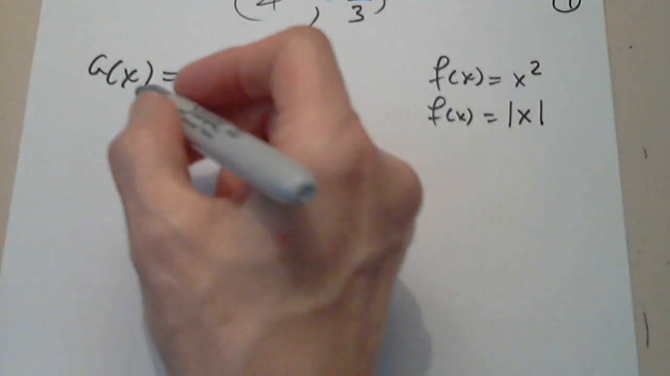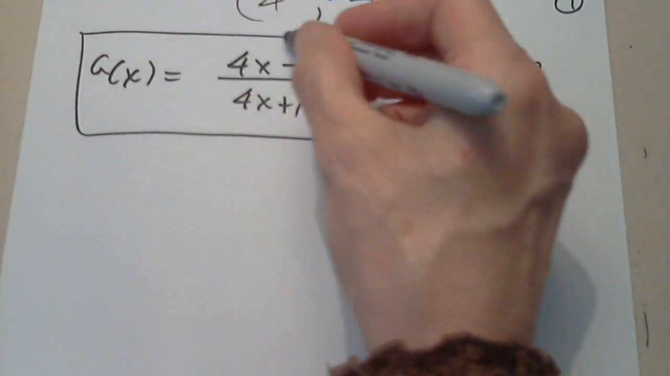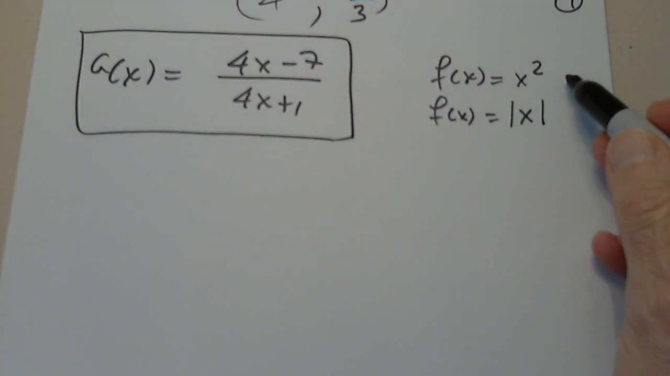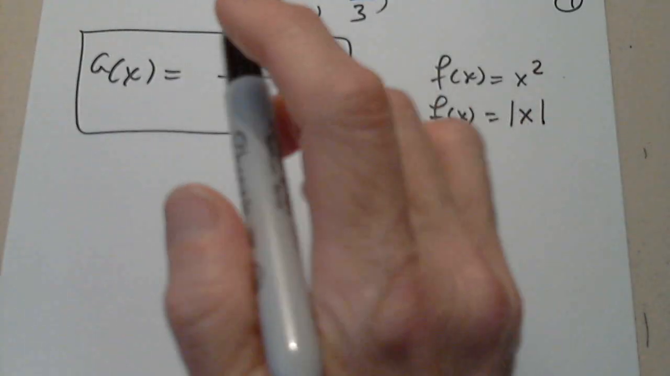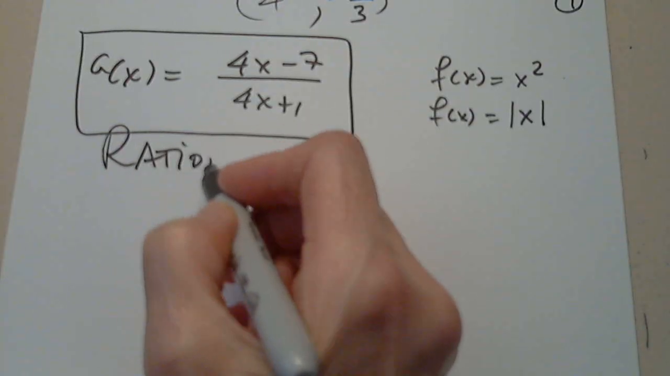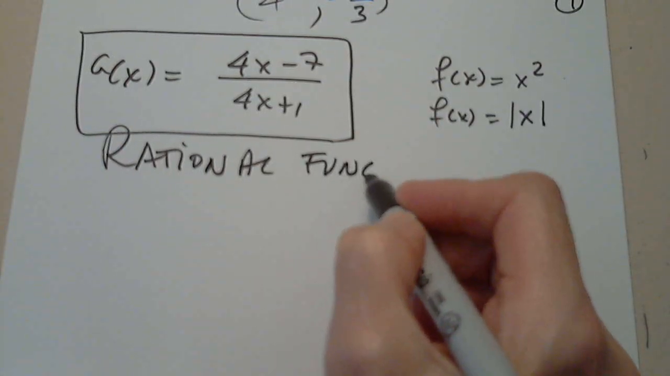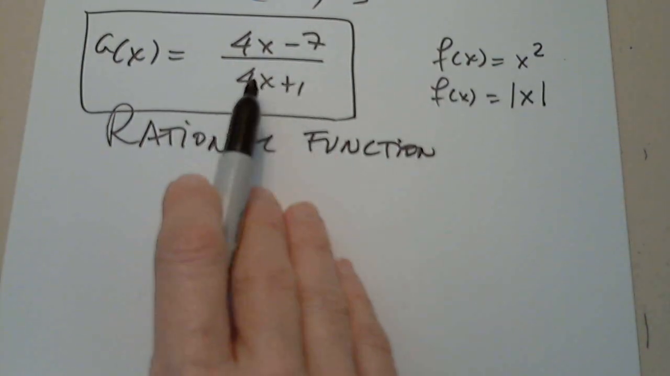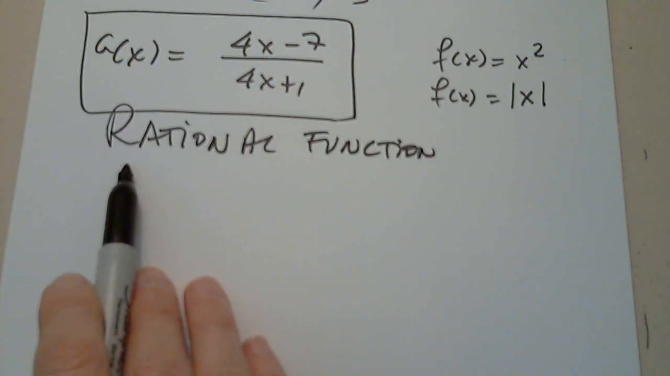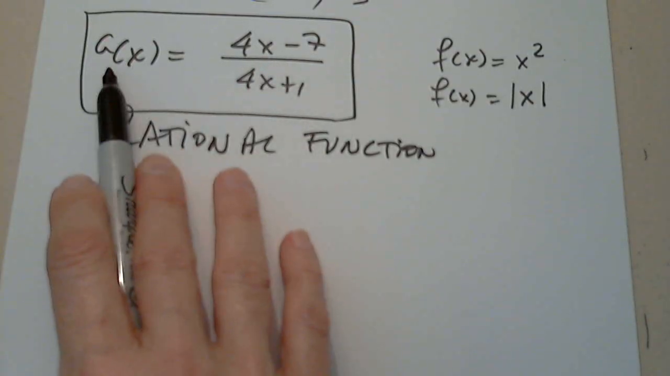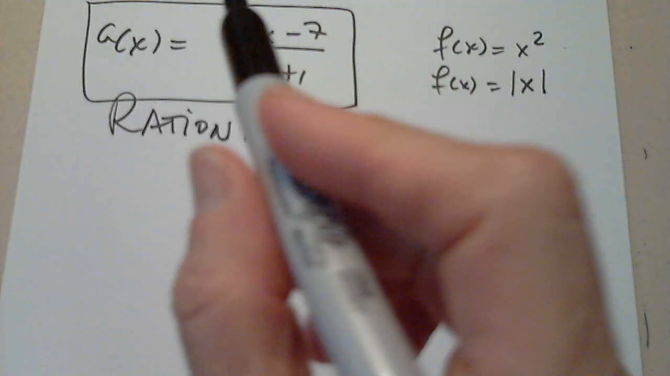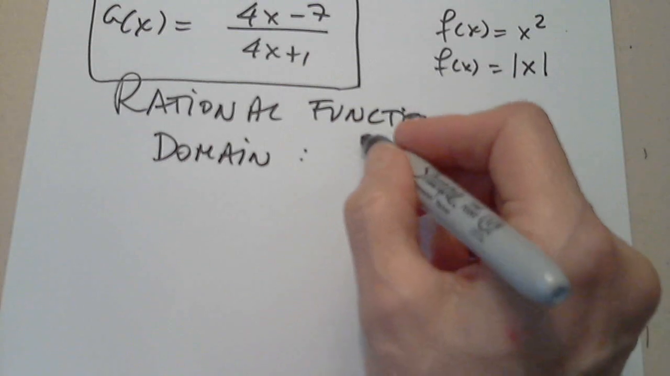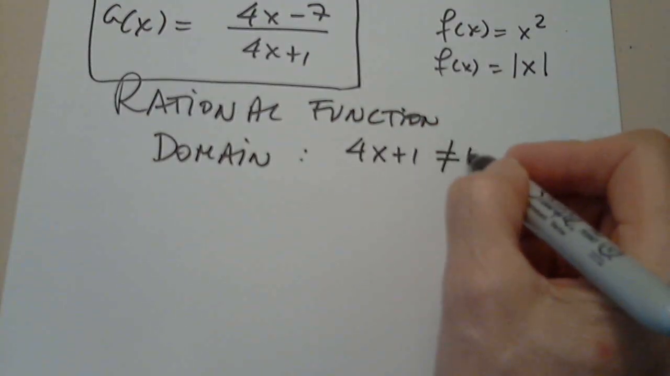Now we are looking at something else. This is one of the complicated functions. This is not a trivial function. These are easy, but this is not. This is called, of course, a rational function. Remember when we started module 7, we looked at rational expressions. This is a rational function. In order to find the domain of a rational function, I have to state that the denominator is not 0.